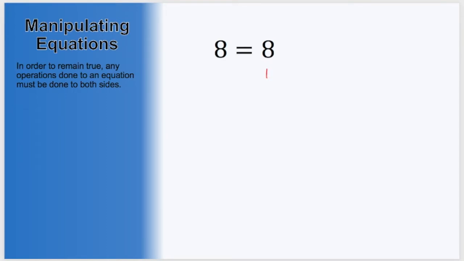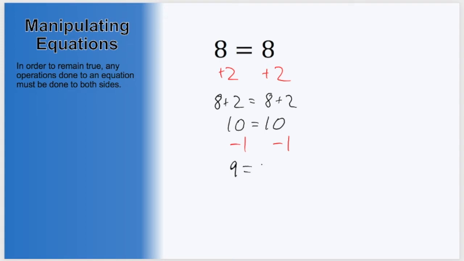However, if I wanted to add 2 and did it to both sides of the equation, the left becomes 8 plus 2, the right becomes 8 plus 2, and doing the addition, I get 10 is equal to 10. And this equation is true. So you can see if I add anything to one side of an equation, I must add it to the other side as well in order for it to remain true. Let's try this with subtraction now, and subtract 1 from each side. If I do 10 minus 1 on the left, I get 9, and 10 minus 1 on the right is also 9, so this is still true.